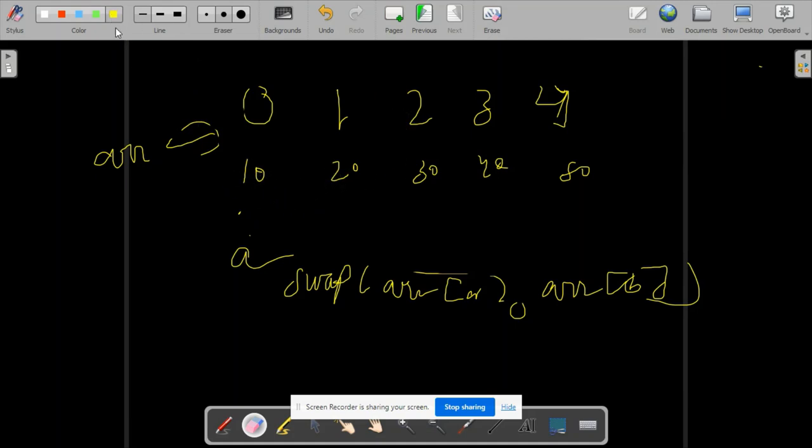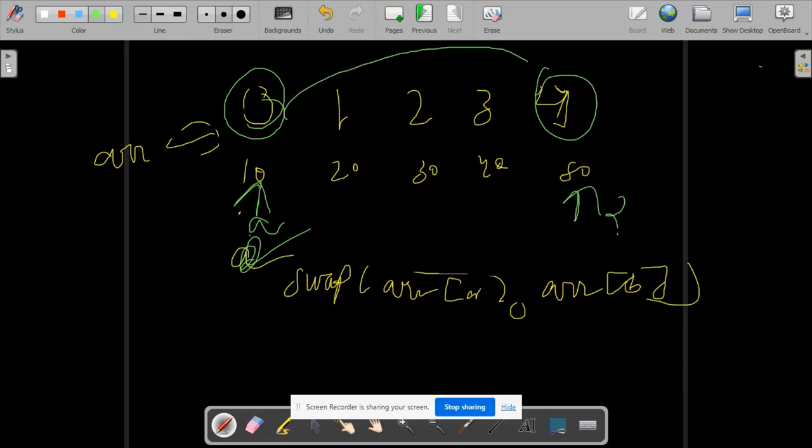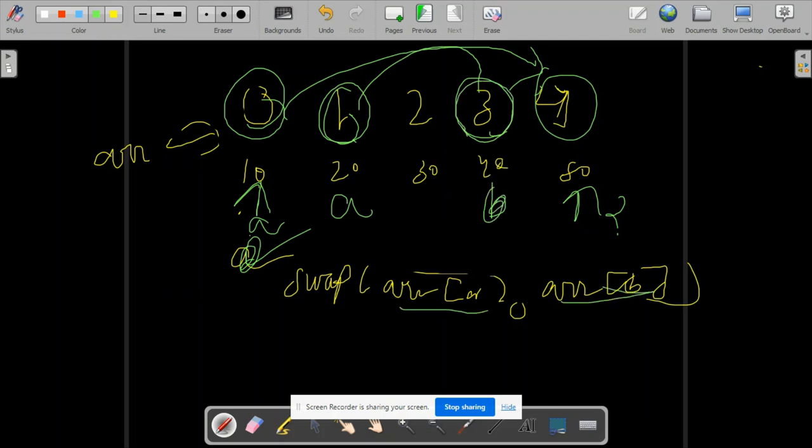Now you are having this pointer A here, but you're not having any B. Your B is missing. How will you access the 4th index using this 0th index? How will you access this 3rd index using this 1st index? Because there is no B now here. Earlier, A was pointing to 1, B was pointing to 3. You're swapping A and B. But now there is no B.